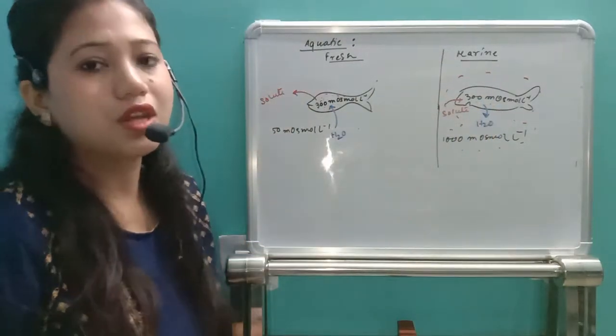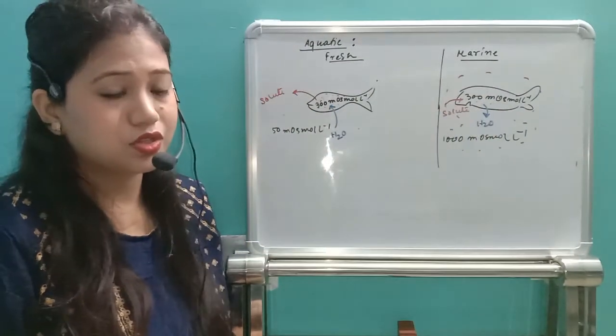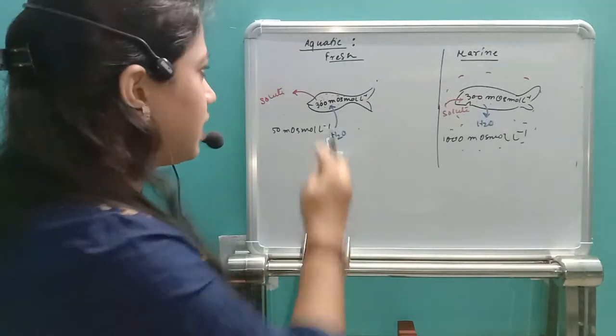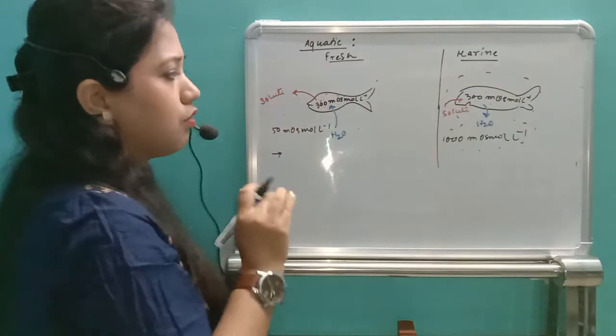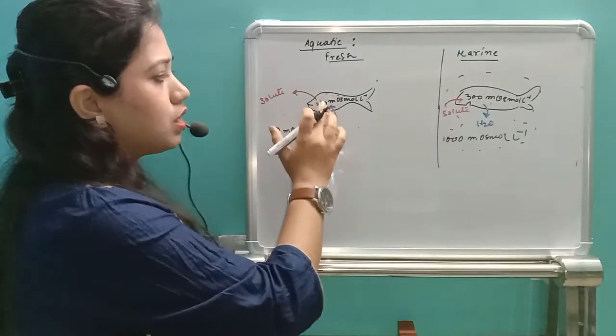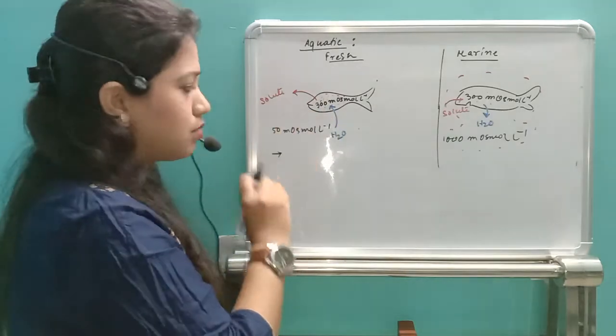Okay, so this will naturally happen if they don't have any adaptation. So yes, they have some adaptation. So what are the adaptations? See, in the freshwater fishes, they have an abundance of water. If you see, they already have water present inside the body.